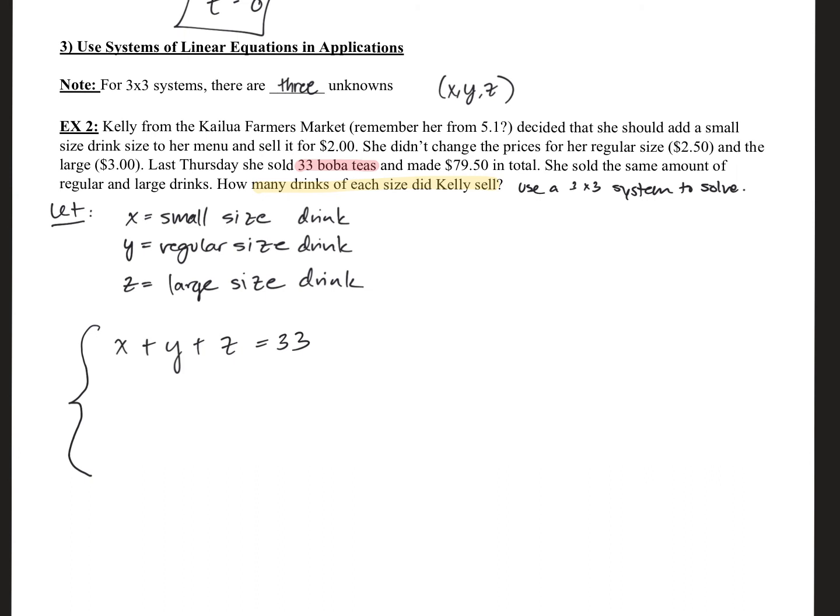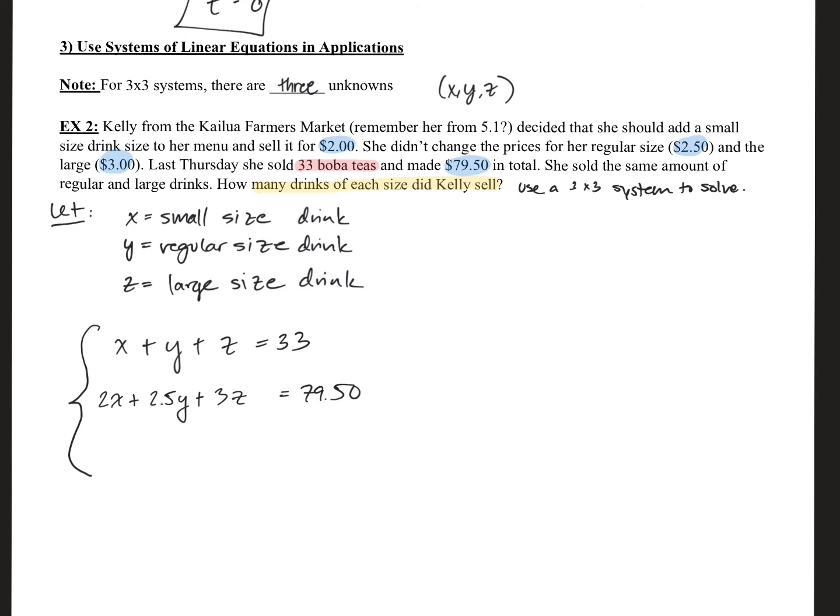What other information have we not used yet? Well, we have a lot of dollar signs going on, so I know we should be able to do something with dollars. So her small was $2, her regular was $2.50, and her large was $3. And another dollar sign right here. So these 4 should be tied in somehow. Well, we know the total amount of money she made was $79.50, right? And how would you get that? Well, you would multiply the number of smalls by $2, then the number of regulars by $2.50, and then the number of larges by $3.